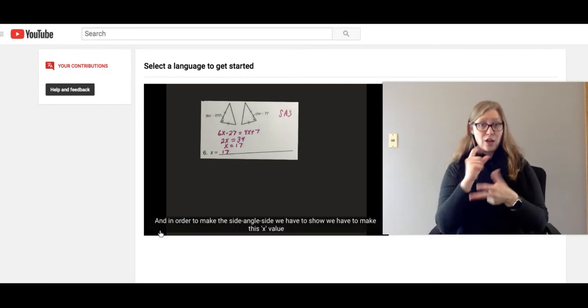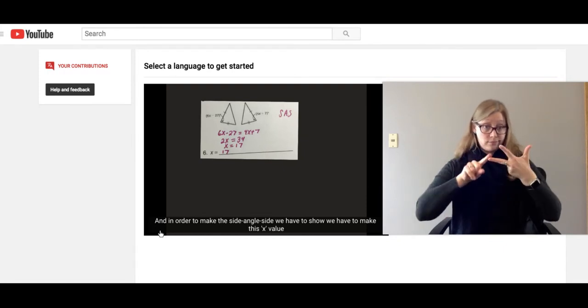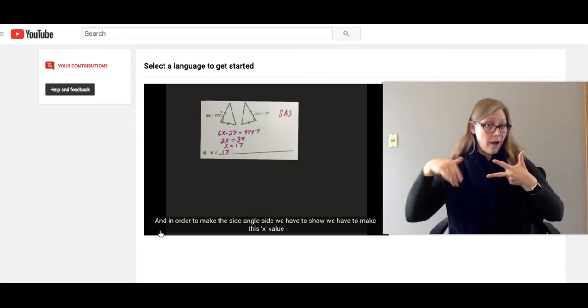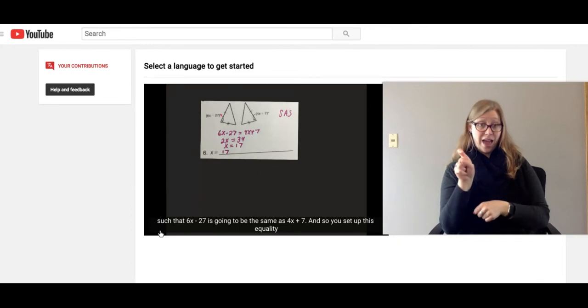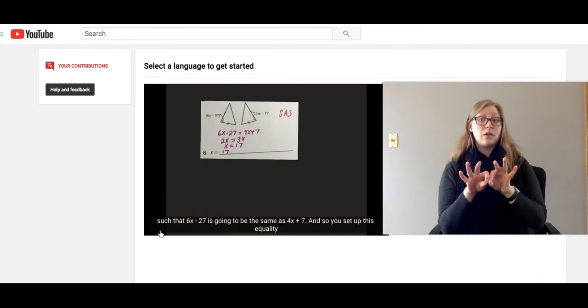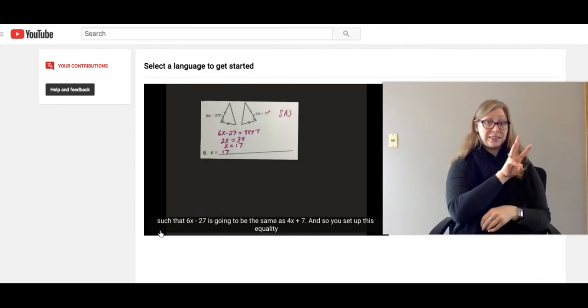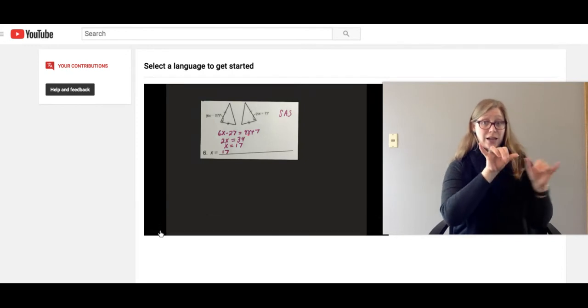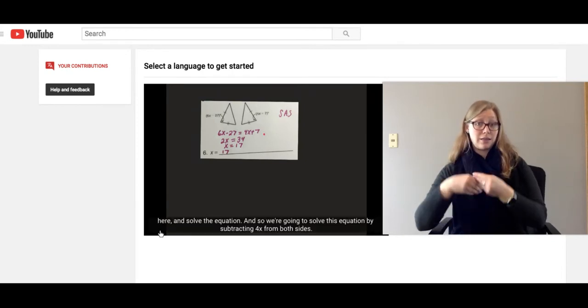And in order to make the side angle side, we have to make this x value such that 6x minus 27 is going to be the same as 4x plus 7. And so you set up this equality here and solve the equation.